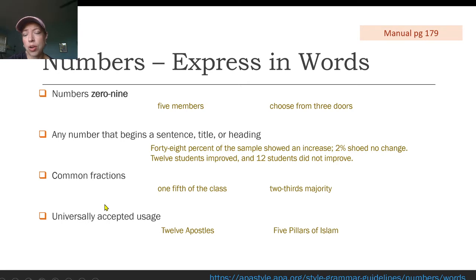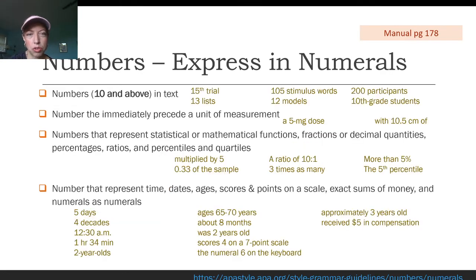Other things that we would express in words for numbers would be common fractions, one-fifth, two-thirds, it's okay to have the hyphen or not. And if we're using phrases that are generally expected, like twelve apostles, five pillars of Islam, even though 12 usually is okay to put as digits 1, 2, if again it's a name that's recognized, we'd also spell it out. For numbers that are 10 or greater, we usually use the actual numerical digits.